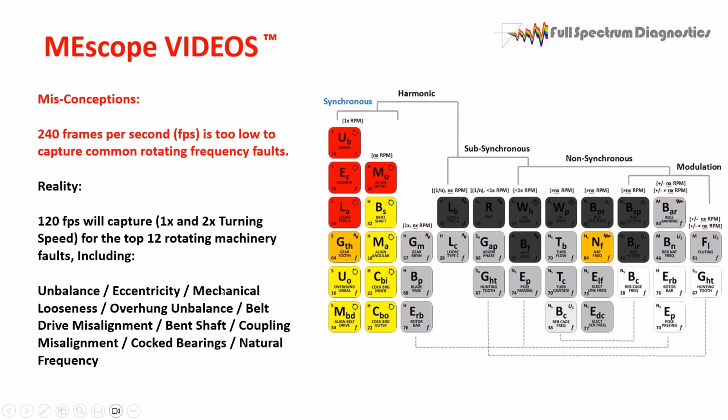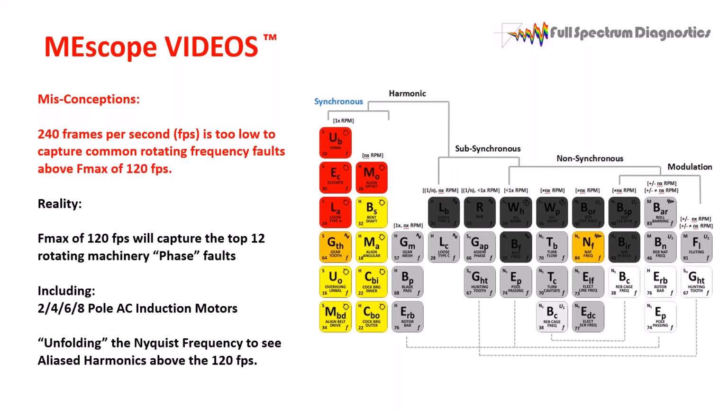Okay, so unbalance, eccentricity, mechanical looseness, overhung, belt drive, bent shaft, coupling misalignment, cocked bearings, and natural frequencies. Okay, there's still a lot to do. Misconception: 240 frames per second is too low to capture common rotating frequency faults above Fmax of 120 frames per second. So what he's saying is there's an Fmax of 120 that's too low to see what I want to see out at maybe blade pass frequency.